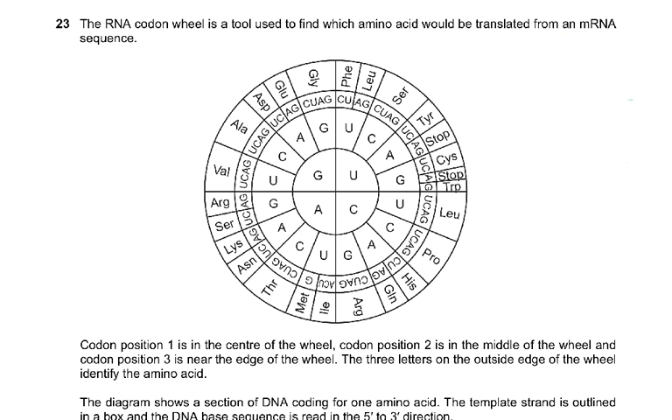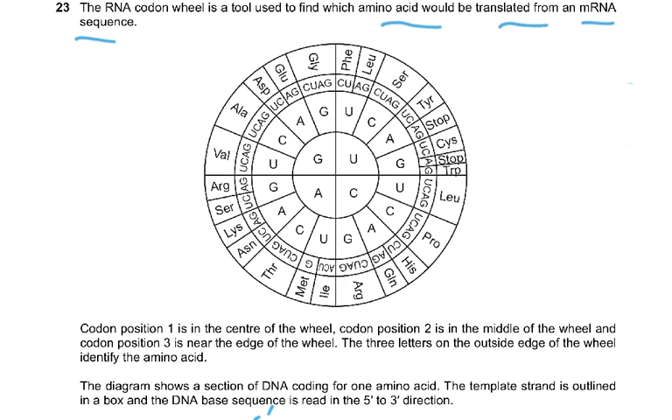Question number 23. The RNA codon wheel is a tool used to find which amino acid would be translated from an mRNA sequence. This is an RNA codon wheel. Codon position 1 is in the center of the wheel. Then codon position 2 is in the middle of the wheel. And then codon position 3 is near the edge of the wheel. The three letters on the outside edge of the wheel identify the amino acid.